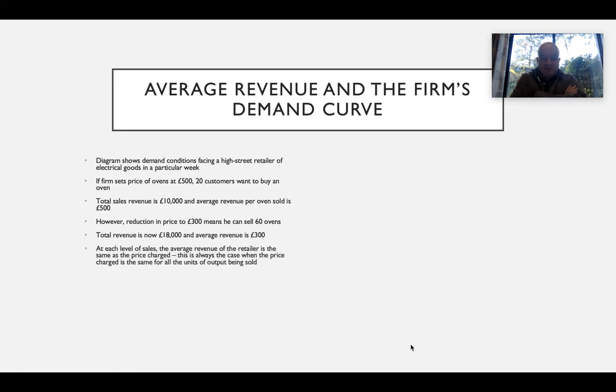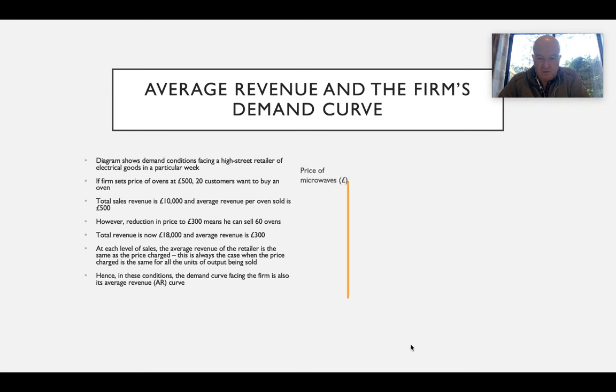So at each of these levels of sales, the average revenue of the retailer is the same as the price charged. This is always going to be the case when the price is the same for all units of output being sold. That's not a normal scenario, but if that were the case, that would be the situation. So in those conditions, the demand curve facing the firm is also its average revenue curve, and that makes a reasonable amount of sense, doesn't it? Let's take a look at what that graph looks like.